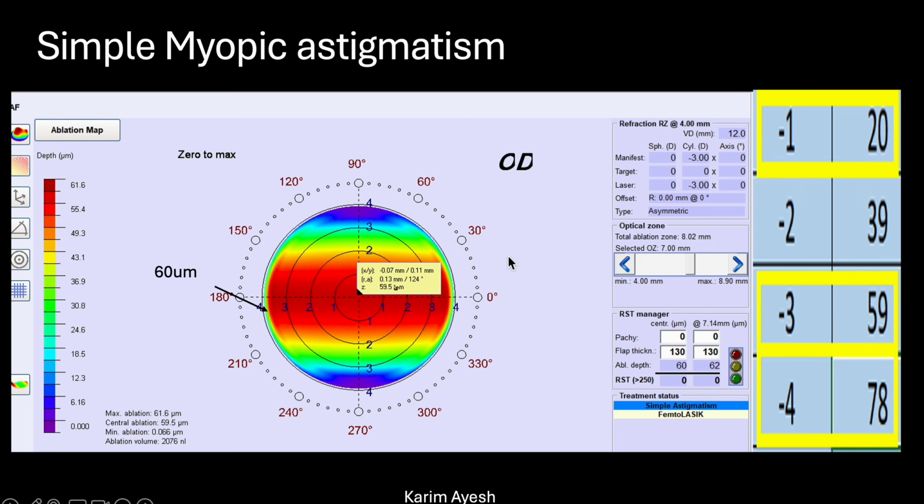Now, what is this meridian in this example? This meridian is a flat meridian, and here is the steep meridian according to the refraction. So I concluded from this map that in simple myopic astigmatism the machine ablates this refraction as it is upon the flat meridian. -3, it's working on this flat meridian. Why? To flatten the steep meridian, which is at 90 degrees.